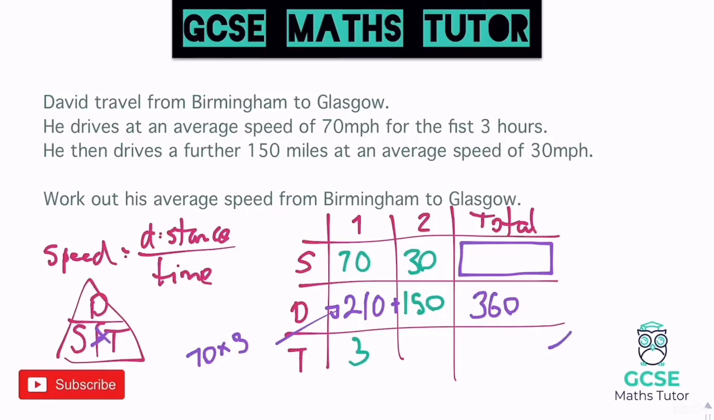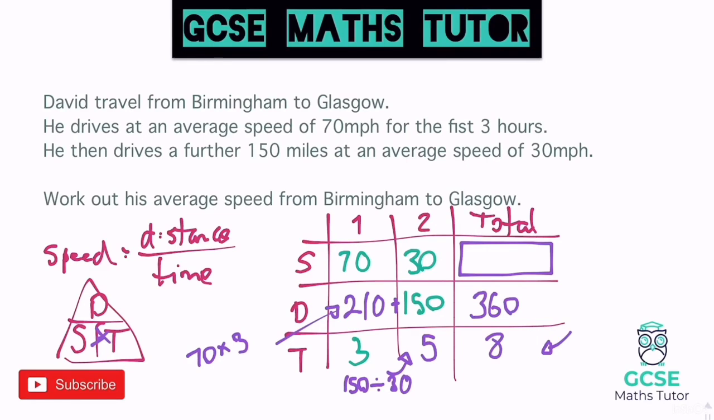So all we've got to do is get this total time, and then we'll be able to work out his speed. So looking at this bottom one here, which is the time for the second one. So to get time, you do distance divided by speed. So distance divided by speed will be 150 divided by the speed of 30, which gives us a time there of 5. So that means in total he's going to be driving for 8 hours.